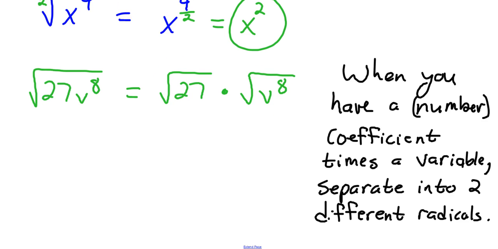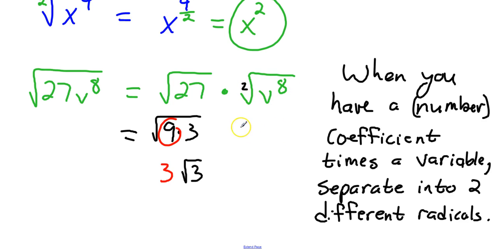Because the square root of 27, if you start breaking it down, it's 9 times 3. But what's the square root of 9? Square root of 9 would be 3, so that's going to leave us with 3 square root of 3. Okay, and then with the variable part, that one you almost have to rewrite it because it's technically the square root of v to the 8th. So you could rewrite it as v to the 8 divided by 2. So it would be v to the 4th.